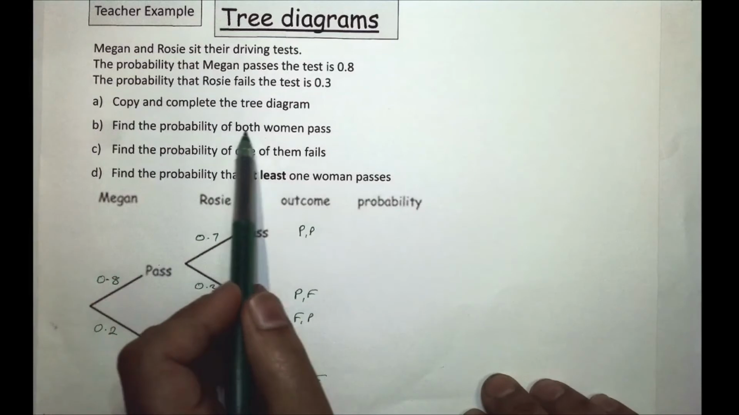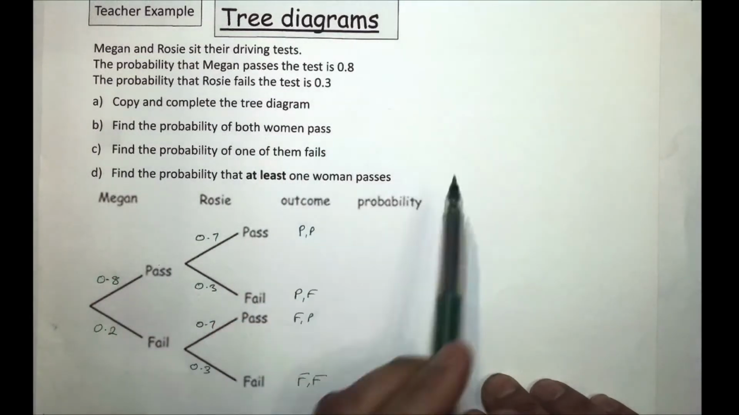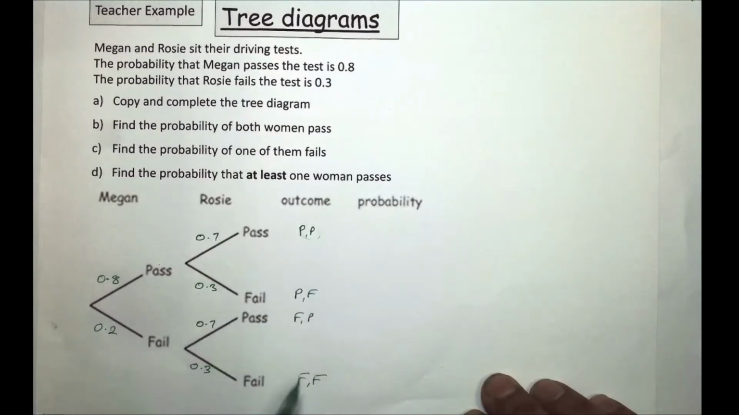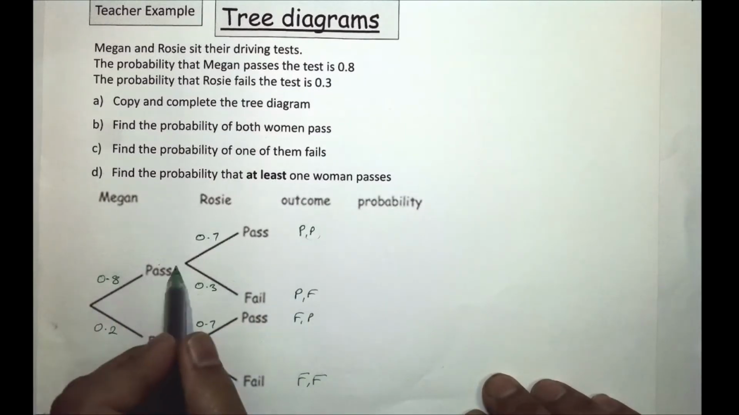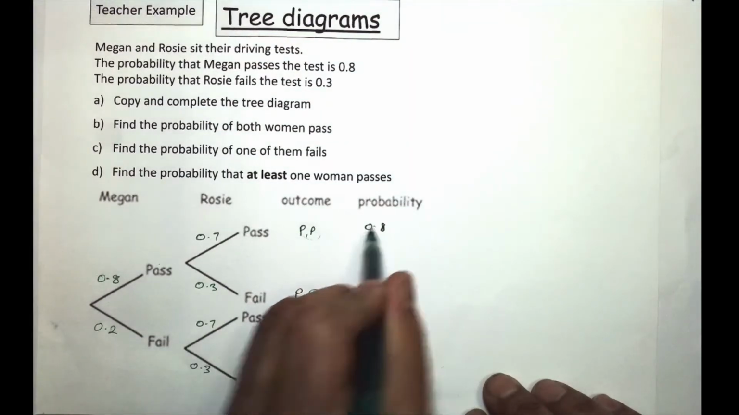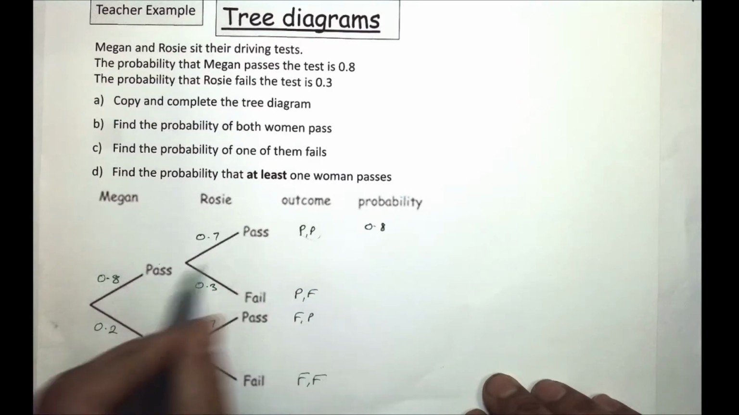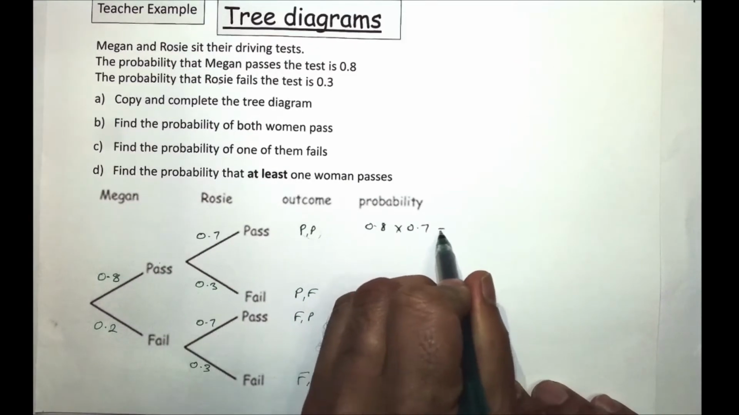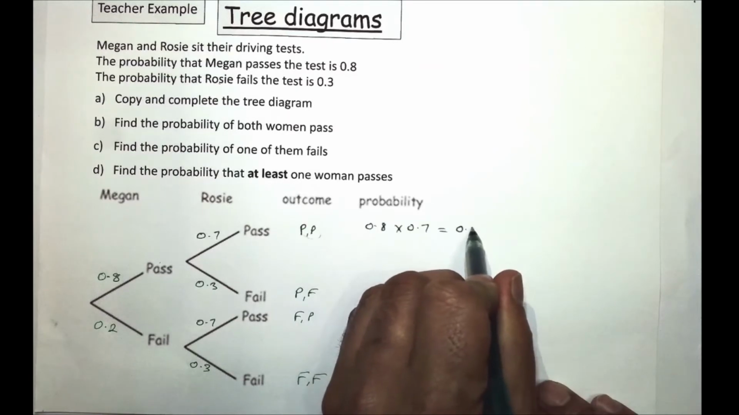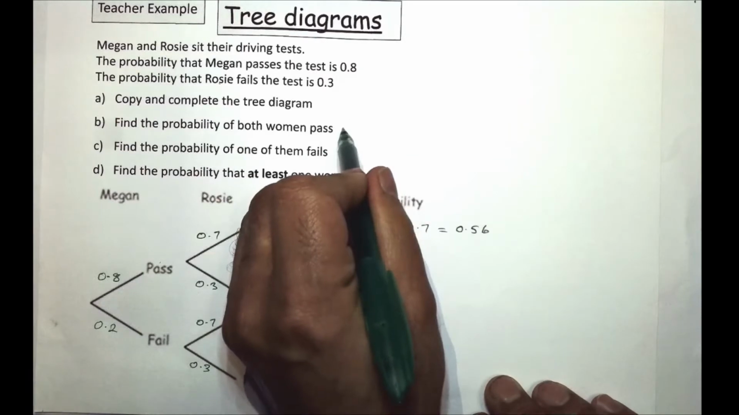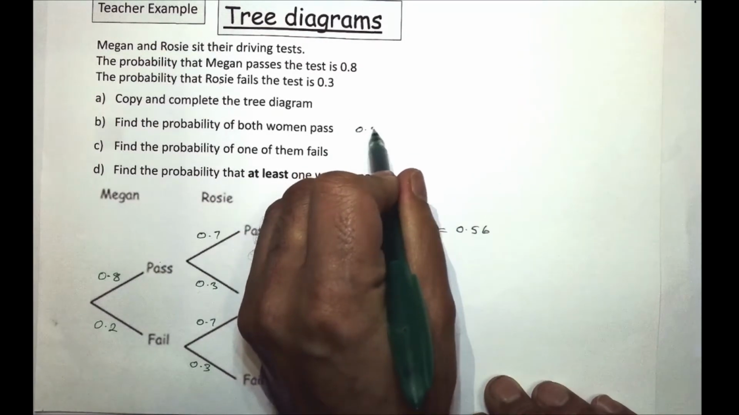Now, we've got the tree diagram, and that's the tree diagram complete. Find the probability that both of the women pass. So we're looking at following just this path, where both of them have passed. That is 0.8, so pass, and pass. So 0.8 times 0.7, which gives me 0.56. So the probability for both of them passing will be 0.56.